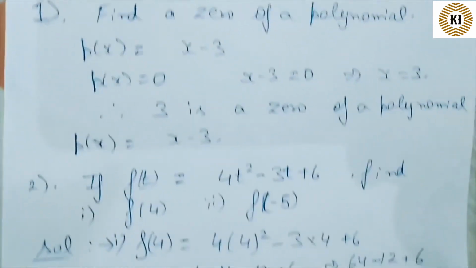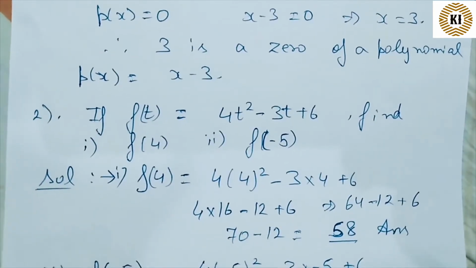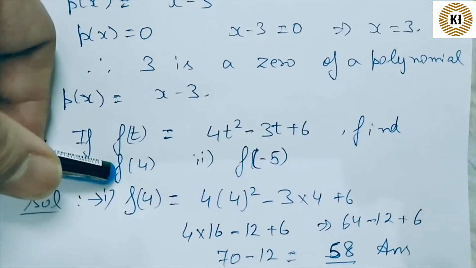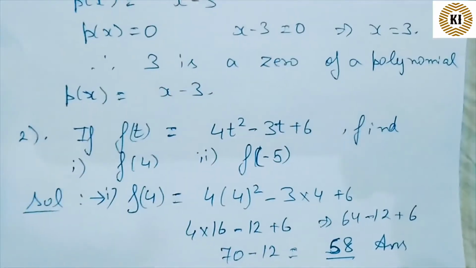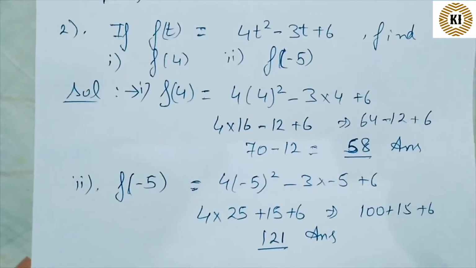And second type, suppose the value of f(t) is 4t square minus 3t plus 6. Find f of 4. F of 4 means at the place of t we put here 4. F of minus 5 means at the place of t we put here minus 5. So solution of first will give you 58, solution of second will give you 121.